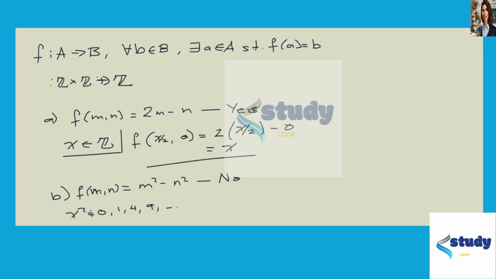Now the problem is you have 2 in your integers, but there is no way you can make 2 by subtracting these numbers. So 1 minus 0 gives you 1, 4 minus 1 gives you 3, 4 minus 0 gives you 4, and 9 minus 4 gives you 5. It just keeps getting worse and worse. So because you can't generate 2, it's not an onto function.